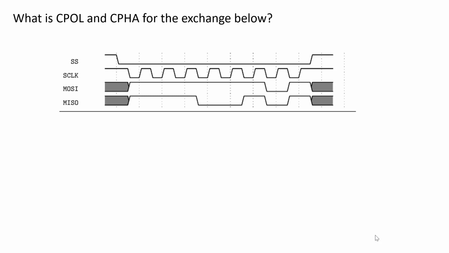What is CPOL and CPHA for the exchange below? CPOL is the easy one. It's going to be 1 because the clock is high initially. And CPHA is a little bit harder to figure out, but the idea is that if the MOSI and MISO change on the first edge of the clock, then obviously they're meant to be read on the second edge of the clock, so CPHA must be 1. If CPHA were 0, we'd be reading on the first edge of the clock, and so those 2 signals would have had to have been stabilized earlier than the first edge. Everyone see that? Okay.